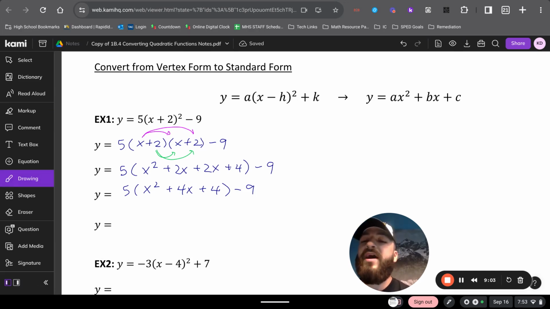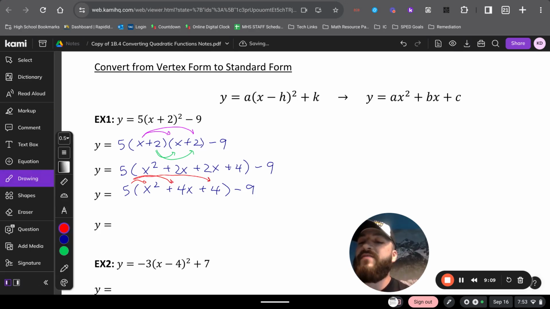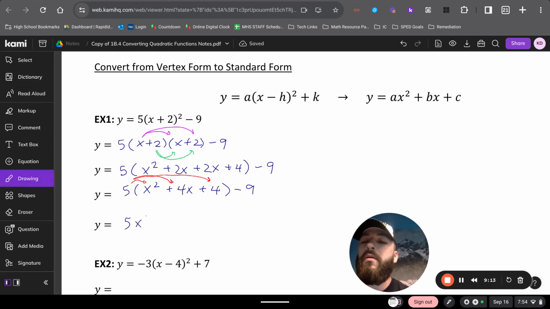So I'm going to take my 5 and multiply it into each of my 3 terms on the inside of the parentheses. So 5 times x squared would be 5x squared. 5 times 4x would be 20x. 5 times 4 would be 20. And then, of course, I do still have that minus 9.